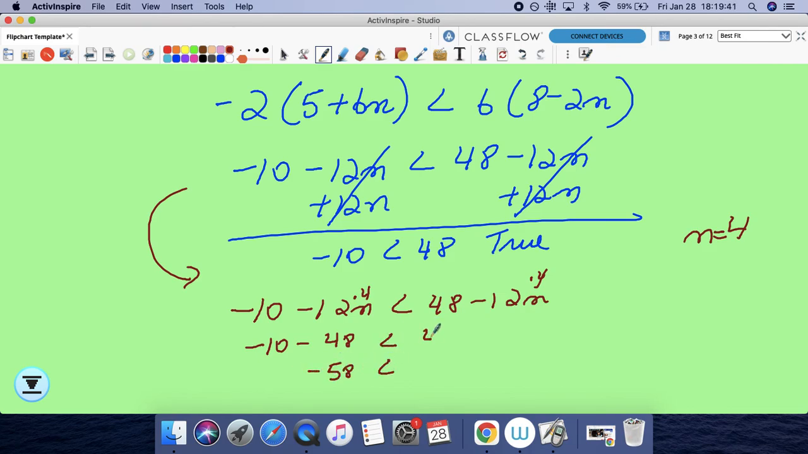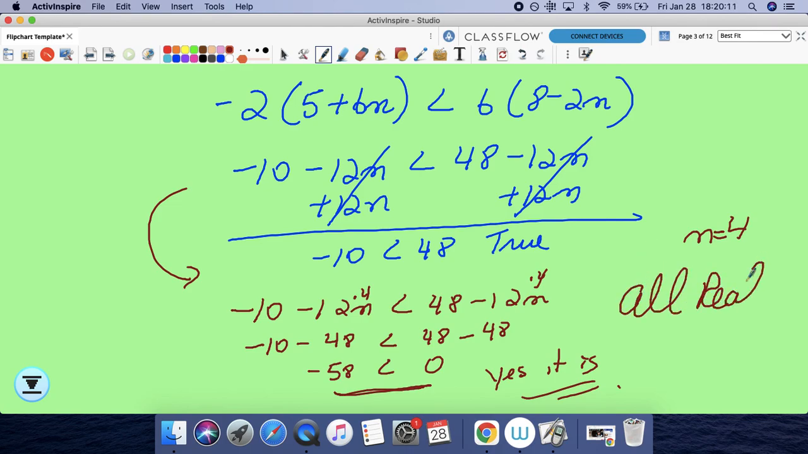On the right side, I get 48 minus 12 times 4, which is 48. 48 minus 48 is 0. Is negative 58 less than 0? Yes, it is. So if you have the time, you can plug in different numbers, 4, 3, negative values. It doesn't matter what value you substitute n with. You will always get a true inequality at the end, where the left side is less than the right side. So the answer to this is n can be any real number.